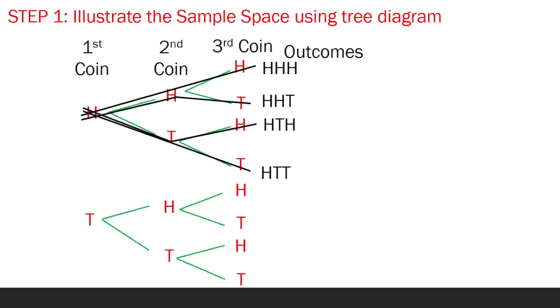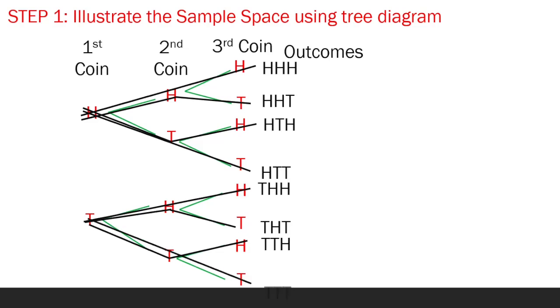Okay? Next outcome, fifth outcome: if the first coin flipped is tail, the second coin flipped is heads, and the third coin flipped is heads, we have tail, head, and head, which will be our fifth outcome. For the sixth outcome, we have tail, head, and tail. Seventh outcome, tail, tail, head. And then for the last outcome, we have tail, tail, and tail.